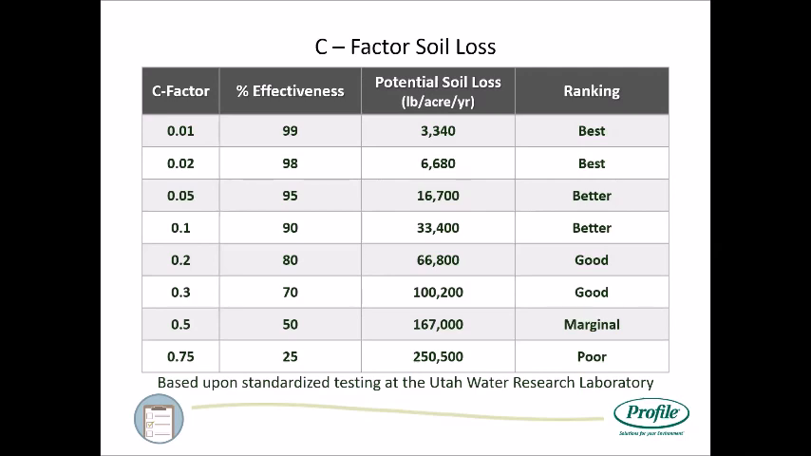So percent effective correlates inversely a little bit with your C factor. So 99% effective, lowest C factor 0.01, and you can correlate that to your potential soil loss, and then again rank your products from best to worst.